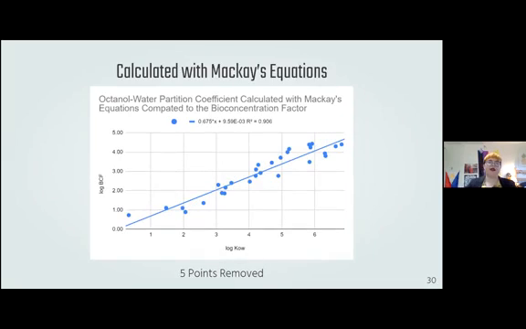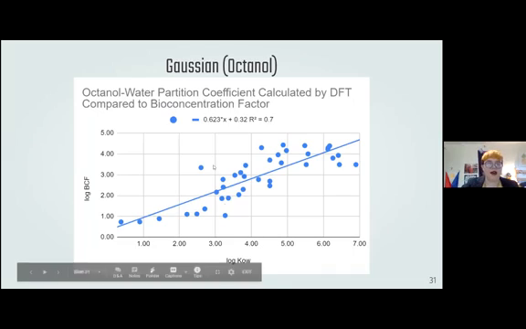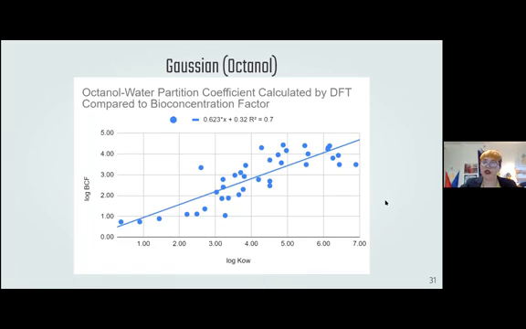Here we have the log KOW calculated with McKay's equations compared to the log BCF. R squared of 0.906, so a little lower, but still not bad. And 5 points were removed as outliers for this one. Here is the log KOW calculated by Gaussian. We have an R squared of 0.7, which is the lowest of all 4 of the methods I will show, but no points were removed in this one using residuals. So you'll note this point up here seems extraneous, but using the method we used to remove outliers, it was not.